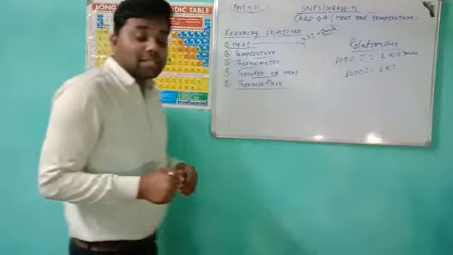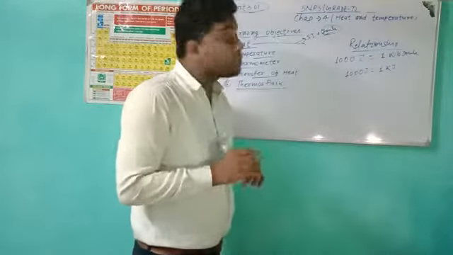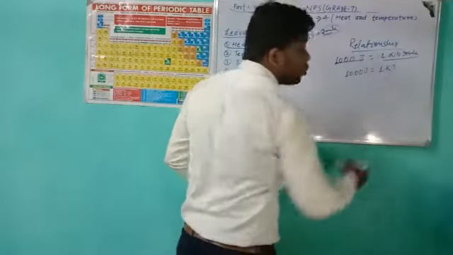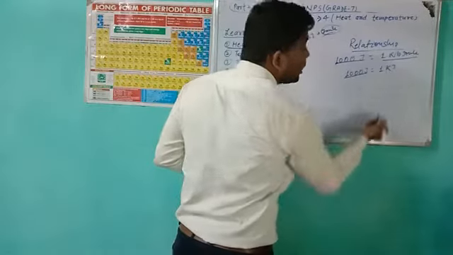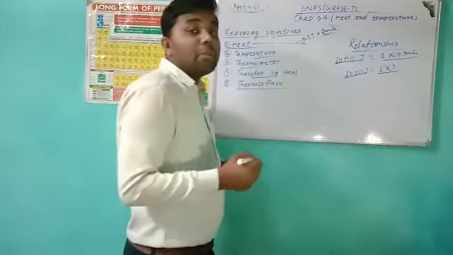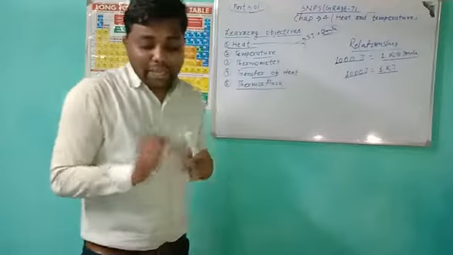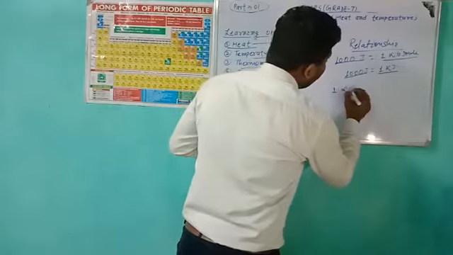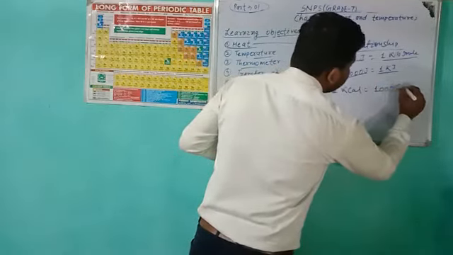Some relationships between joule and kilojoule: 1000 joules is equal to 1 kilojoule. We simply say that 1000 J, where J represents joule, is equal to 1 kJ. kJ means kilojoule. In this way, 1 kilocalorie is equal to 1000 calories.